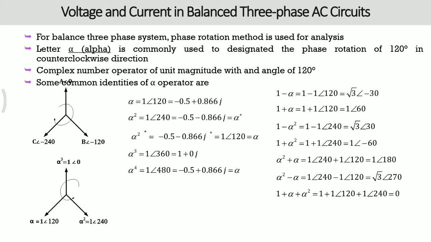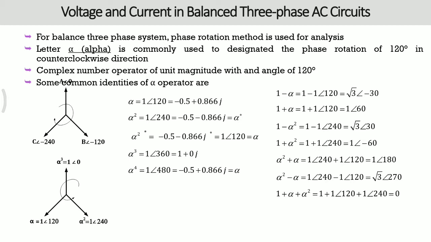So how can we write alpha? Alpha is equal to 1 at an angle of 120 degrees, or if we convert it into rectangular form, then it will be minus 0.5 plus 0.866 j. Okay. If we square this alpha, then what happens? It has the same magnitude, but the angle will be increased. And what is the angle? 240 degrees. Okay, and in rectangular form, it will be minus 0.5 minus 0.866 j. So we can also say that alpha square is the alpha conjugate.